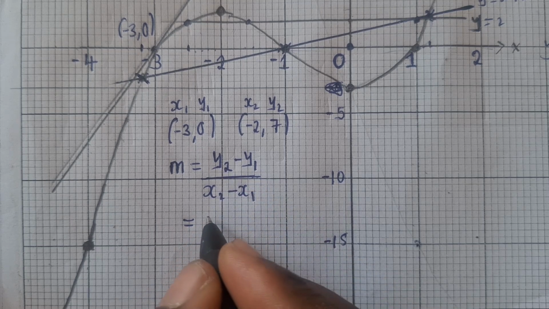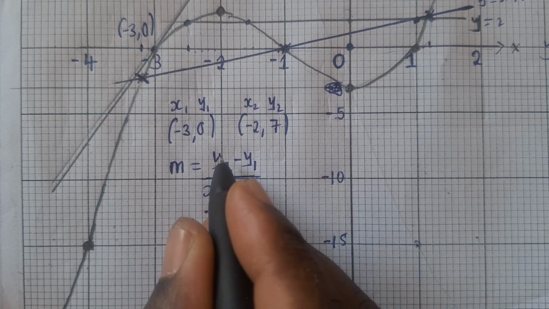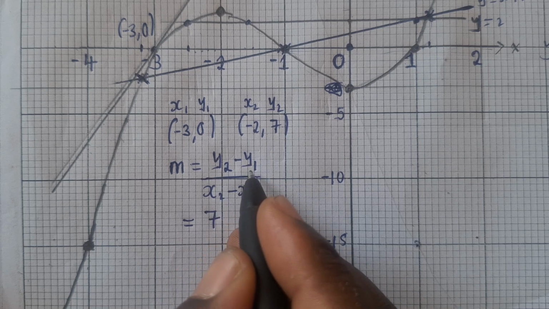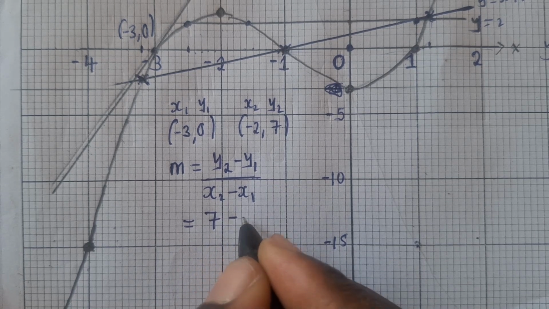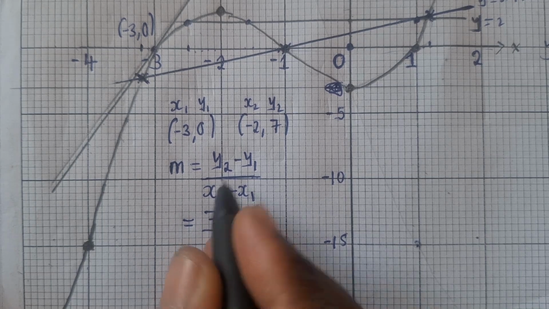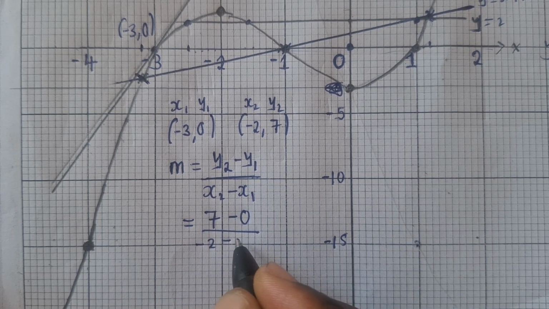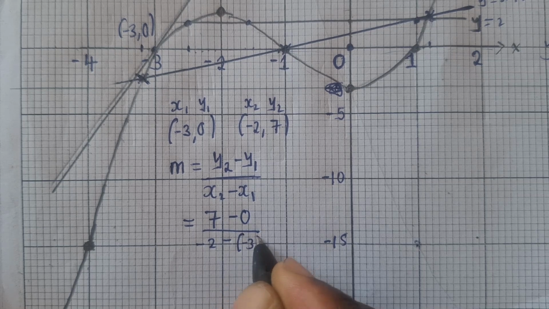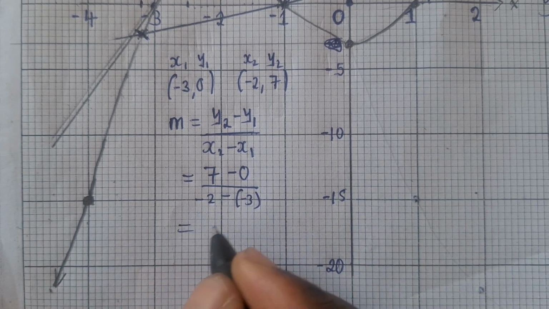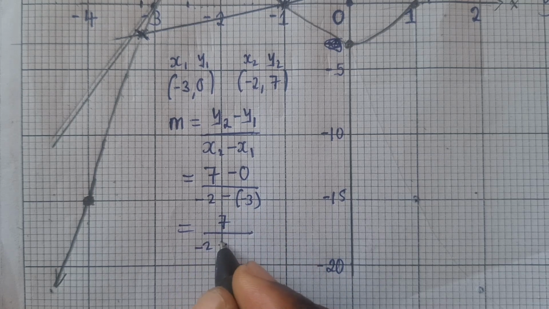What is our x2? It's a 7, guys. What's our y2? It's a 7. y1? 0. It's a 7 minus 0. Lusa, can you say? Yes. Over x2, negative 2, minus x1, negative 3. It is a negative 3. So just solve. This is giving us a 7 over here, negative 2 plus 3.